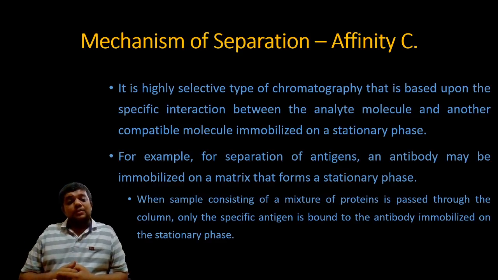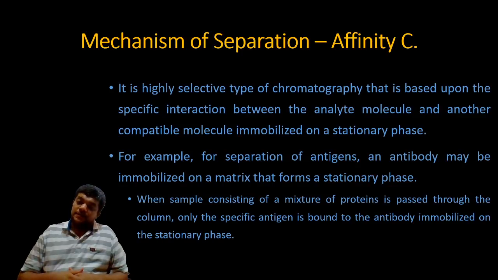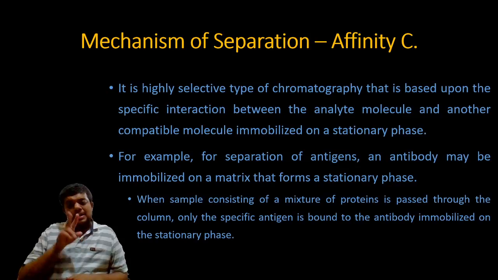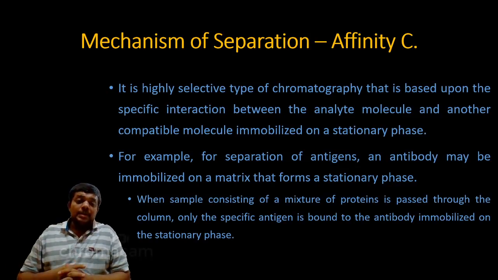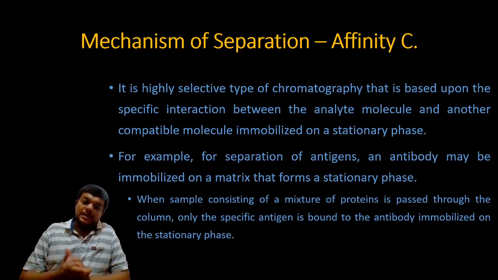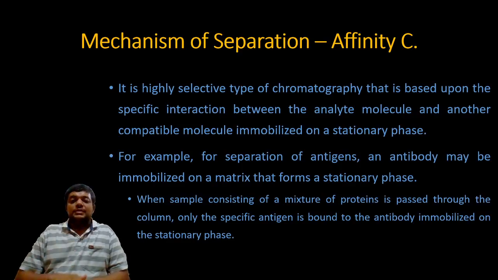For example, for the separation of antigens, an antibody may be immobilized on the matrices that forms a stationary phase. You have a layer of antibody on the stationary phase and you pass a mixture of antigens. The particular antibody and the antigen combination will stick inside and the rest will flow away. When the sample consisting of a mixture of proteins is passed through the column, only the specific antigen is bound to the antibody immobilized in the stationary phase. The same thing that I spoke is written here.